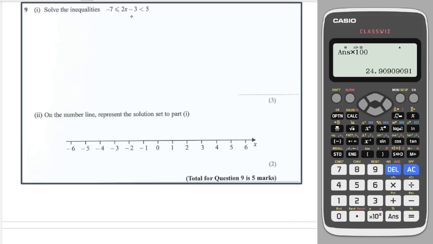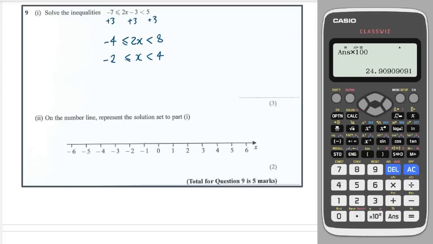Solve these inequalities. I look at the x and I will need to add 3 to all sides, which will give me minus 4 is less than or equal to 2x, which is less than 8. And then divide all sides by 2 gives me minus 2 is less than or equal to x, which is less than 4. So moving to the number line, I would put a circle at minus 2 and a circle at 4, and I would connect them up. And because it's less than or equal to at minus 2, I would fill that circle in.